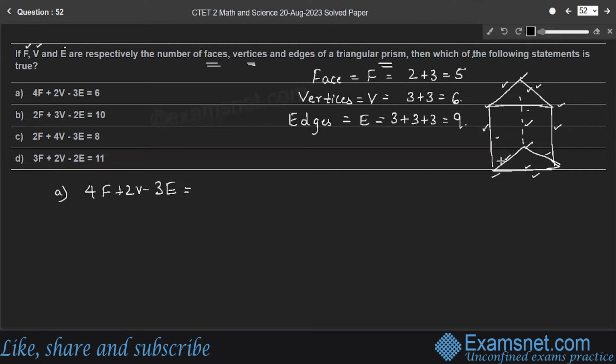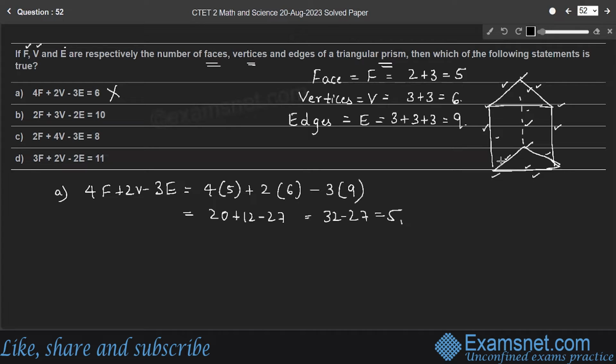So 4F means 4 into 5 plus 2 into vertices, 6 vertices, minus 3 into edges, 9. Therefore, it is 20 plus 12 minus 27. Which is equal to 20 plus 12 is 32, minus 27 is 5. Therefore, option A is not the answer. According to it, 4F plus 2V minus 3E is 6, but actually it is 5. So let us consider option B.